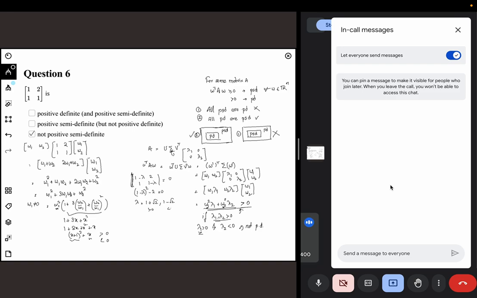This is positive and this is negative. So one is positive and the other one is negative. So this condition will not be satisfied, which means this is not a positive semi-definite matrix, right?